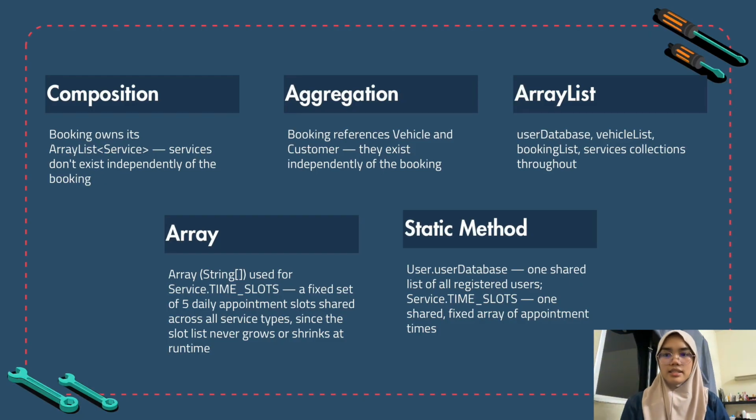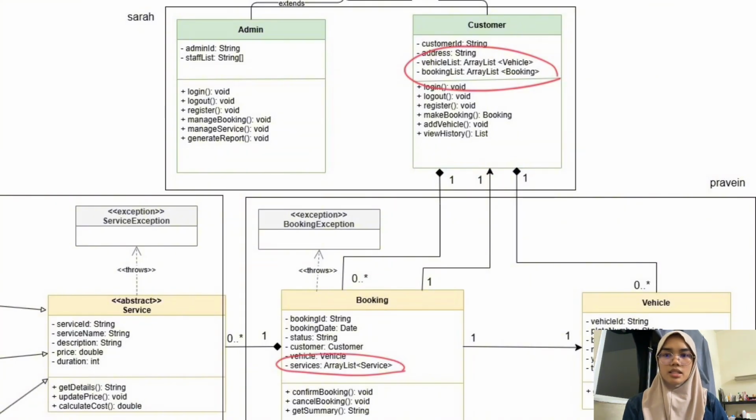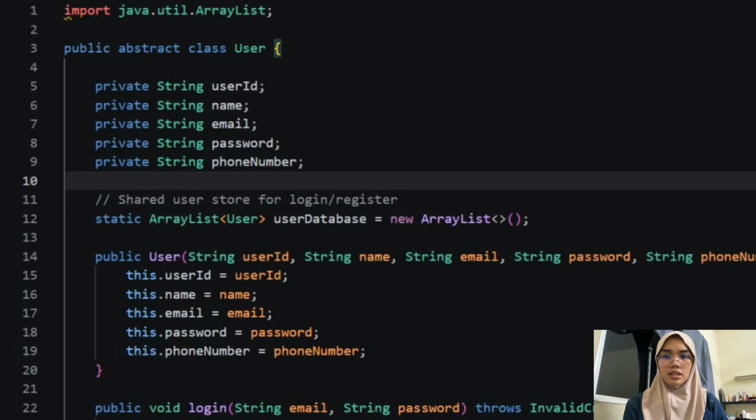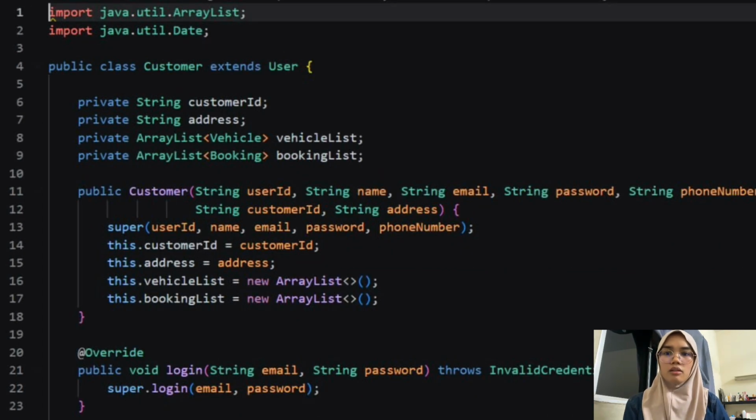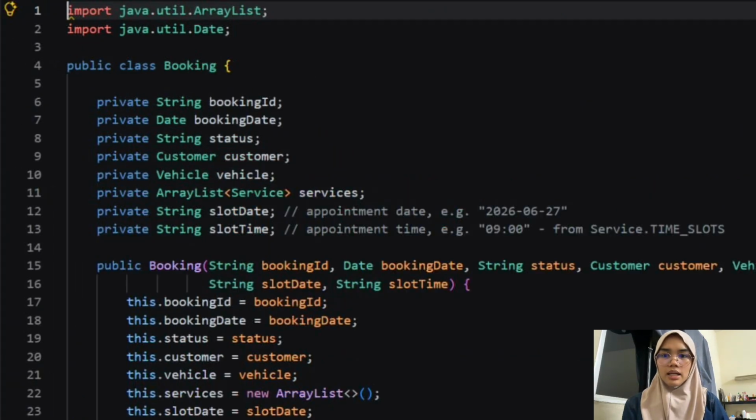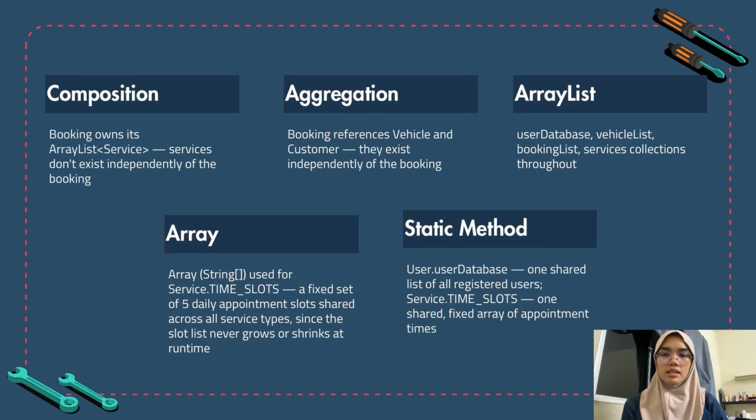Next, we have ArrayLists. ArrayLists are used throughout the system to store collections whose sizes can change during runtime. The user database stores all registered users. The vehicle list stores all vehicles owned by a customer. The booking list stores a customer's bookings. And services stores the services included in the booking. Since users can add or remove vehicles, create new bookings, and select different numbers of services, ArrayLists allow this collection to grow or shrink dynamically according to the system needs.